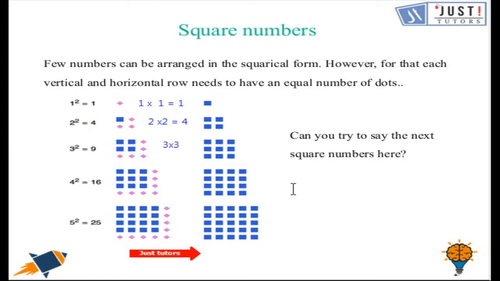Let's go with the same pattern and think of writing the next square number here. After 5 squared we have 6 squared. Well, 6 squared is the same as 6 times 6, which equals 36, which means that if you try to arrange them in a square form, you'll have 6 squares in each of 6 rows and 6 squares in each of 6 columns.